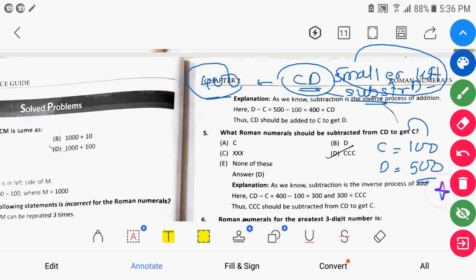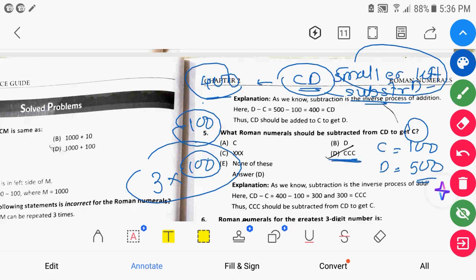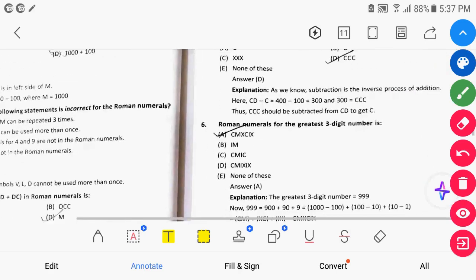Now for 400 to become 100, what should we do? We have to subtract 100 three times from this 400. So your answer will be C, because rule 1 says if the same Roman numeral is repeated, you have to add it. So C repeated 3 times means C plus C plus C, so 100 plus 100 plus 100, 300. 300 is subtracted from 400 to get 100.